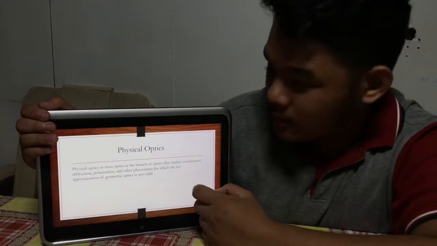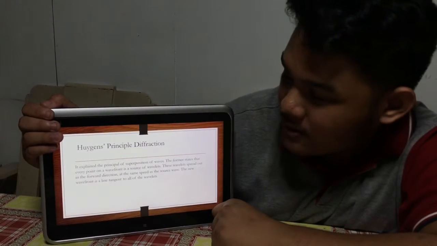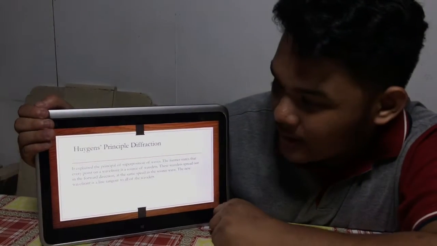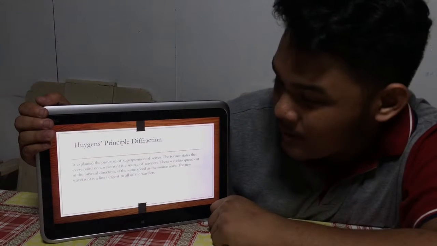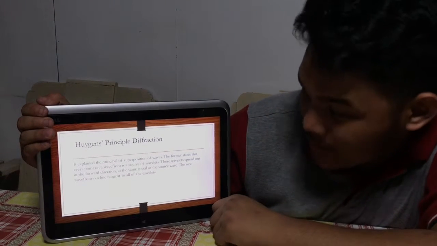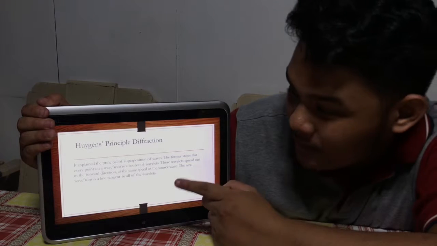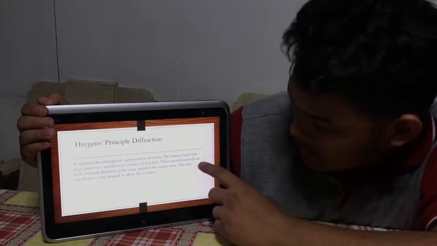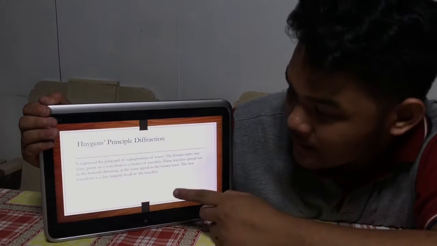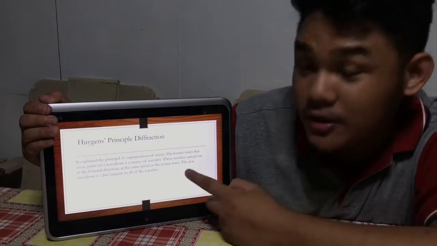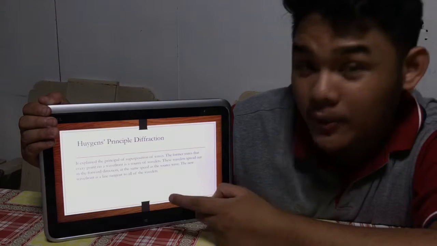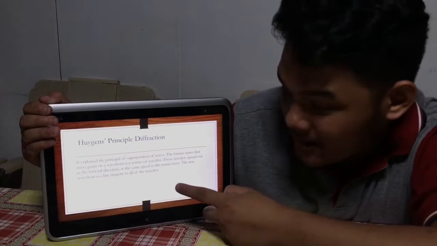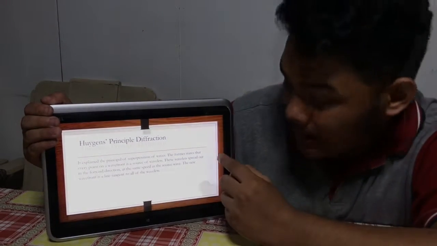We are now going on to Huygens principle and diffraction. It explains the principle of superposition of waves. The principle states that every point of a wavefront is a source of wavelets. These wavelets spread out in the forward direction at the same speed as the source wave. The new wavefront is a line tangent to all of the wavelets.